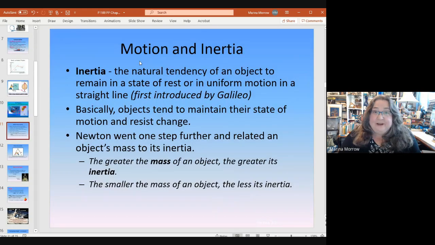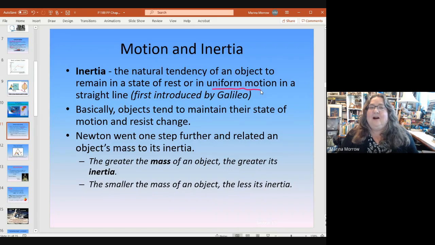Okay, another thing we're going to discuss is inertia. Now, inertia is that natural tendency of an object to remain in a state of rest or in uniform motion in a straight line, and we talked about that with Galileo. Remember, uniform motion means constant speed. So think about a bowling ball, right? A bowling ball, once you start it rolling, it wants to remain rolling. It's going to keep going.